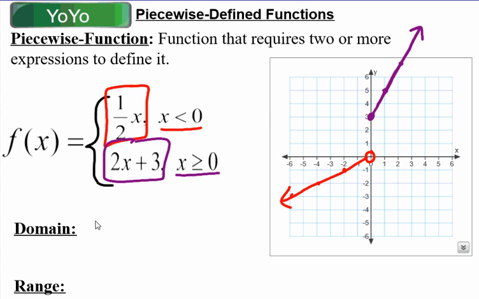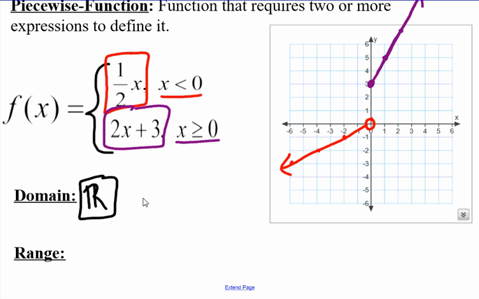The domain: this red part's going all the way left, the purple part's going all the way right, so my x values are all real numbers. Another way you could write that is you could say that x goes in between negative infinity and positive infinity. It's another way of writing all real numbers.